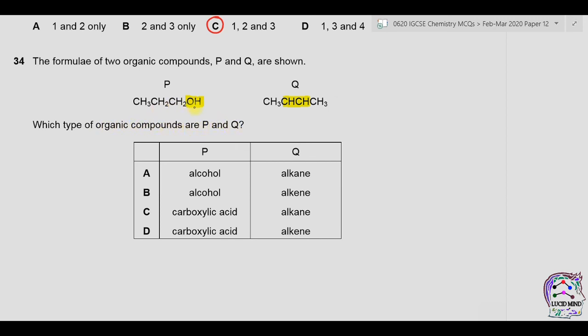In P we have an OH group, so it means P is alcohol. In Q we have 4 carbon atoms and 8 hydrogen atoms. This is the general formula for alkene, so therefore it is alkene. So option B is correct.